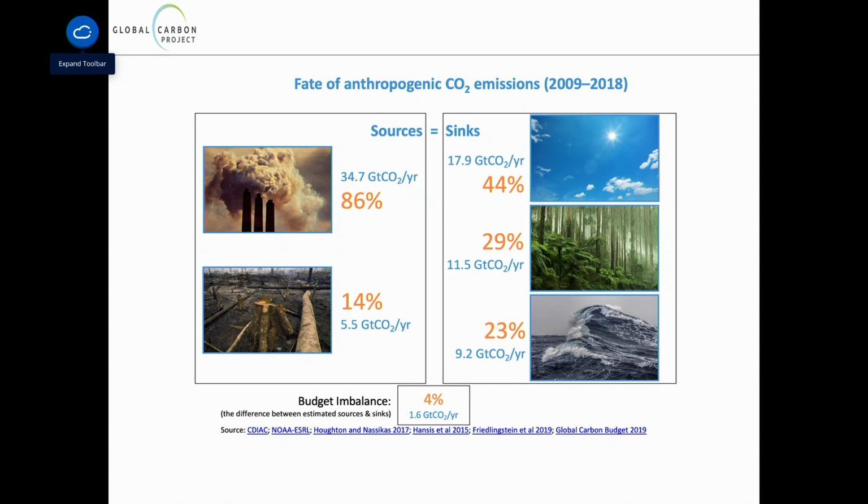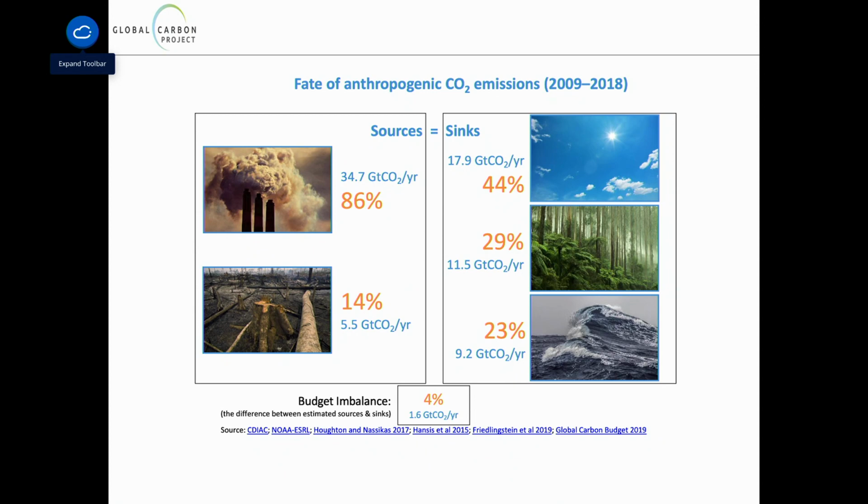Where did that go? Well, it turns out that of this 5.5 plus 34.7, almost exactly 40 gigatons on average, only 18 actually showed up in the atmosphere. You measure the atmosphere, and there's only 18 of those in there. So less than half of it actually got into the atmosphere. Where did the rest of it go? Well, you can actually track it down.